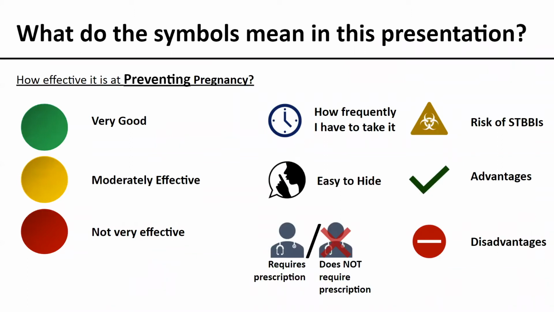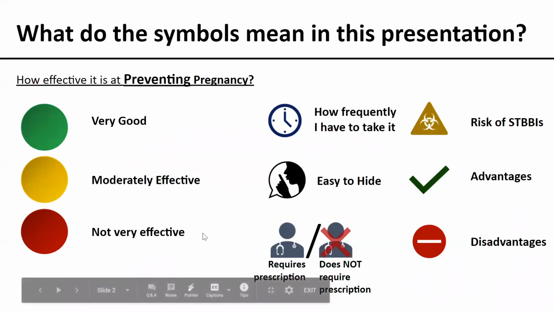Various symbols will come up in this presentation. I will briefly go over what each of them mean. To indicate the effectiveness of preventing pregnancy for the different methods of contraceptive presented, we are going to be using 3 dots. The green dot represents a very effective method, the yellow dot represents a moderately effective method, and the red dot tells us that it's not very effective.